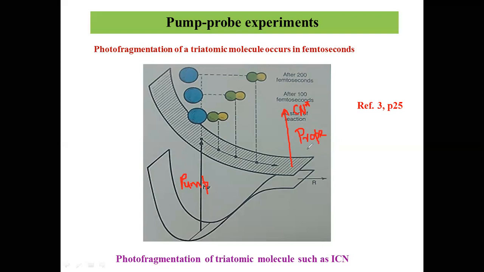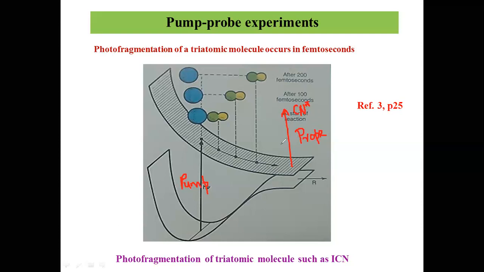Okay. So the pump laser takes the molecule from the ground state to the excited state, and on the excited state it's a repulsive surface. So the CN fragment is going to be separated from iodine, and then finally we set another laser, which is called the probe laser, which takes the CN to the excited state, and then the excited CN can fluoresce back. So that is called laser induced fluorescence. Okay, so that is the way we can probe this.